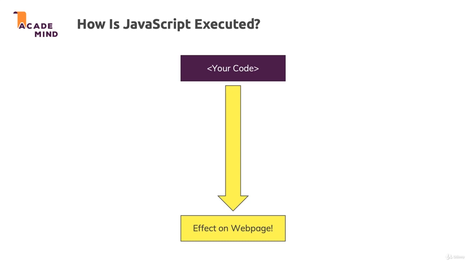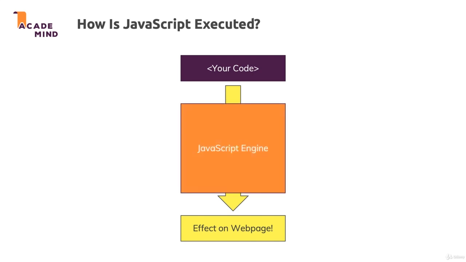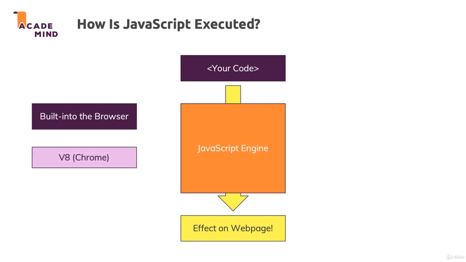Then you have one important thing built into any environment where you want to run JavaScript code, and that's a JavaScript engine. It's built into the browser, as I said. In Chrome, for example, it's V8, that's the name of the engine. In Firefox, the name would be SpiderMonkey. And of course, other browsers also either reuse these engines or have their own engines.